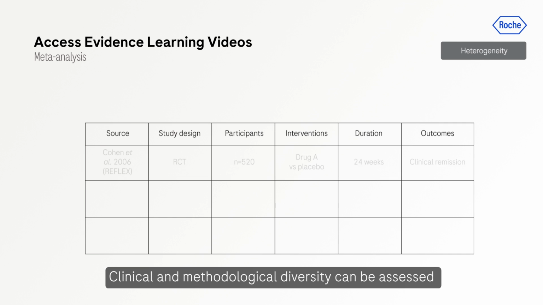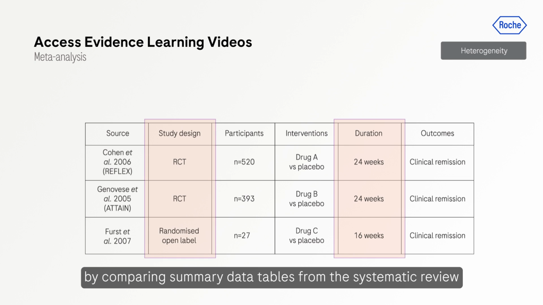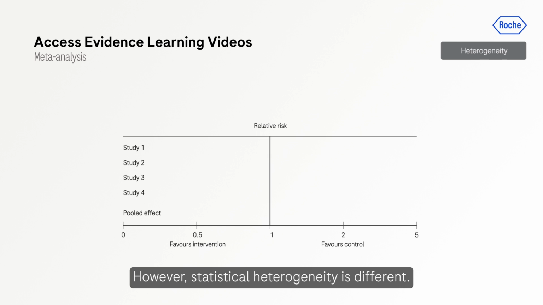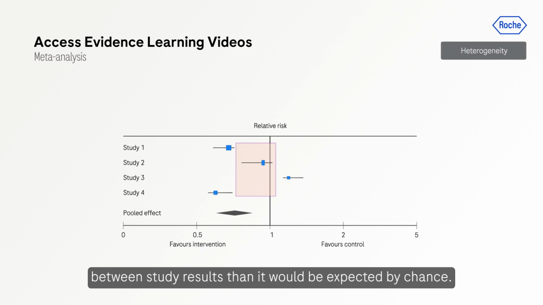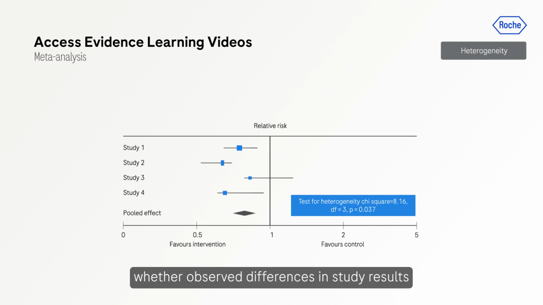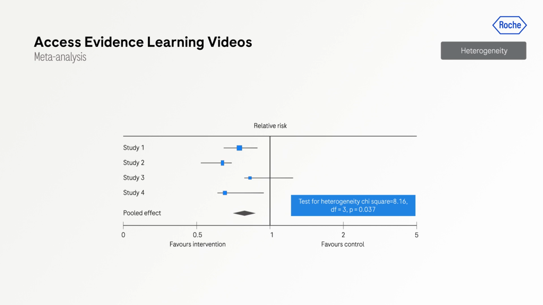Clinical and methodological diversity can be assessed by comparing summary data tables from the systematic review on which the proposed meta-analysis is based. However, statistical heterogeneity is different. One way to assess this is to view a forest plot of the individual studies. When the confidence intervals do not overlap, there is likely to be more variation between study results than would be expected by chance. Alternatively, a chi-square test can be run to measure whether observed differences in study results can be explained by chance alone. However, this test can have low statistical power if there are few studies.